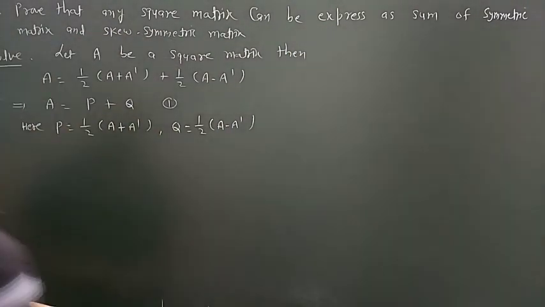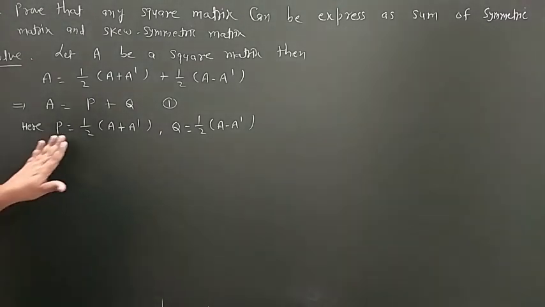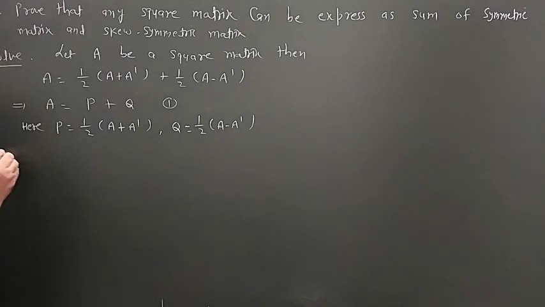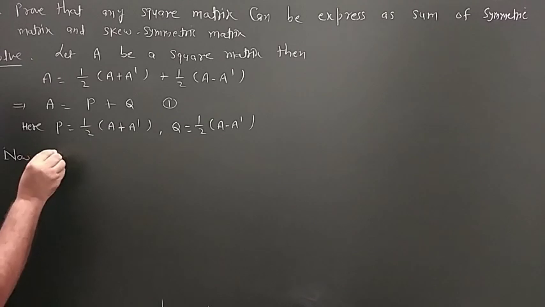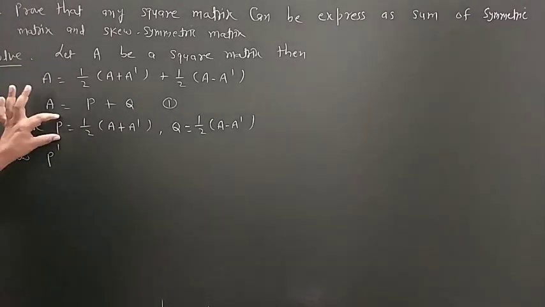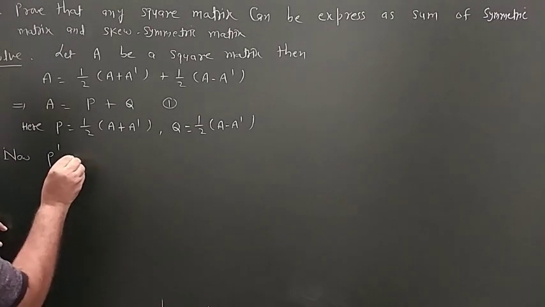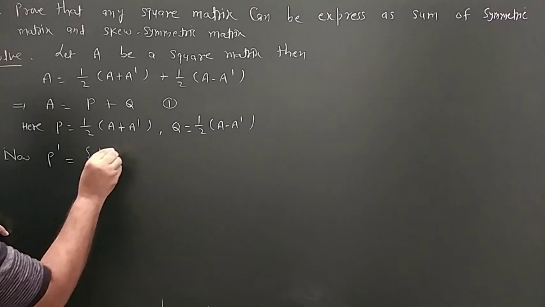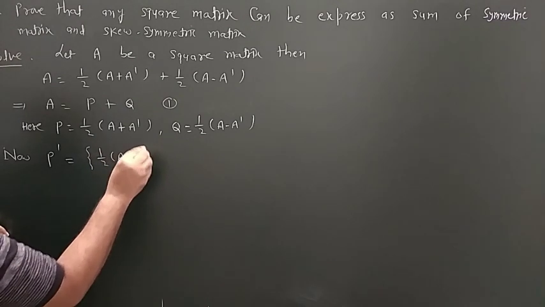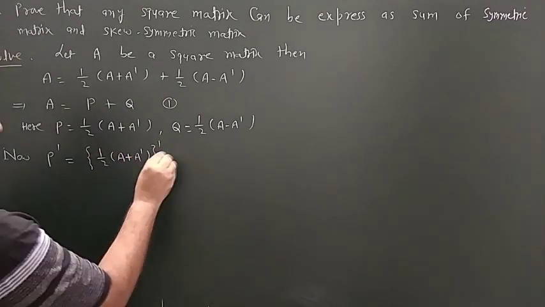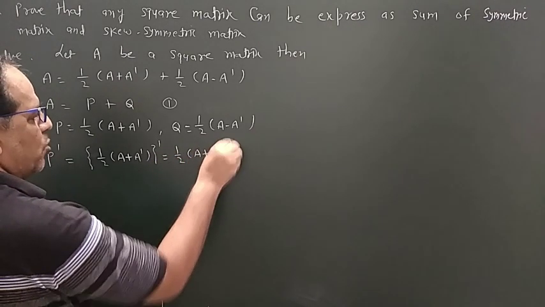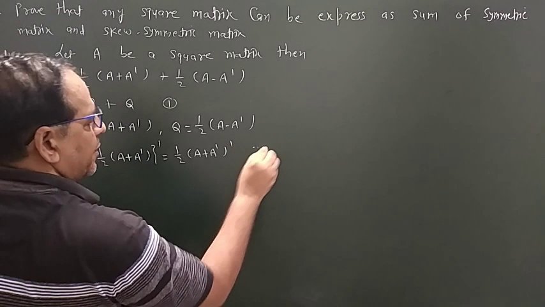Now our question is to prove that any square matrix can be expressed as the sum of a symmetric and a skew symmetric matrix. So now we check that one matrix is symmetric and one matrix is skew symmetric. First we find the transpose of P. So P dash equals 1 upon 2 A plus A dash whole transpose.